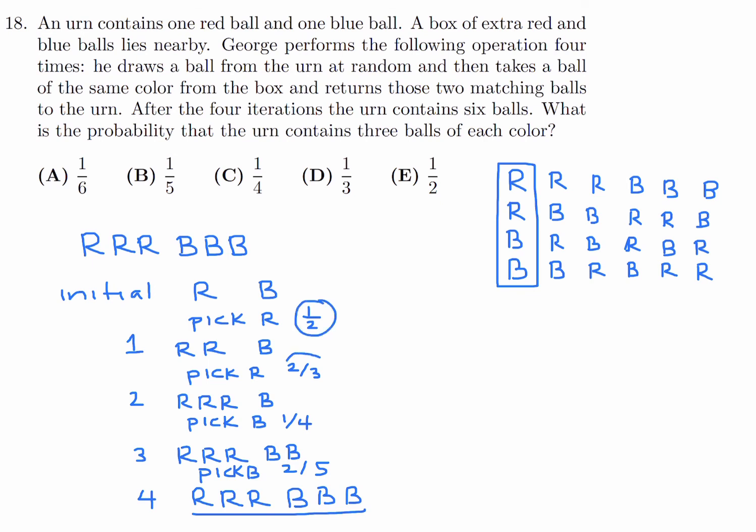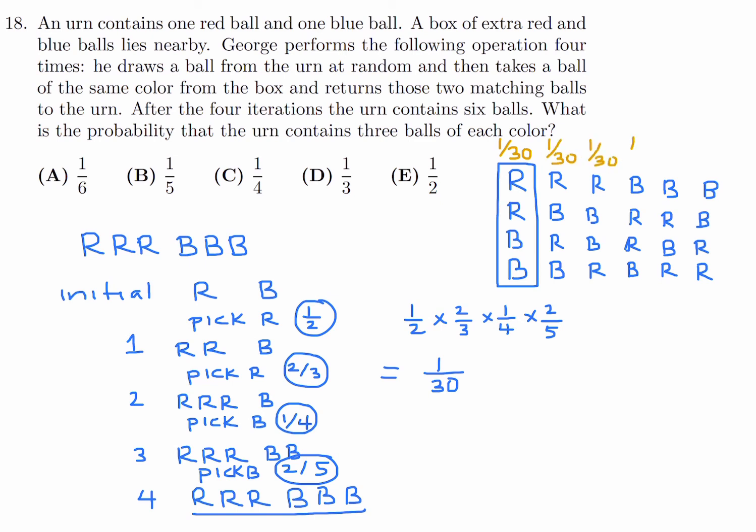So now I've got to combine these probabilities by multiplying them. So that's going to be 1 over 2 times 2 over 3 times 1 over 4 times 2 over 5. And that is 1 over 30. So the probability of this is 1 over 30. And I'll let you do all these other ones because it's going to be exactly the same. The good news is they're also all 1 over 30. So that makes it very nice.